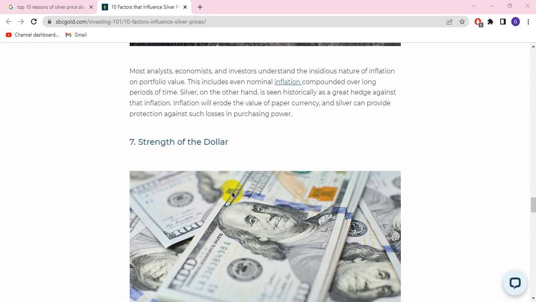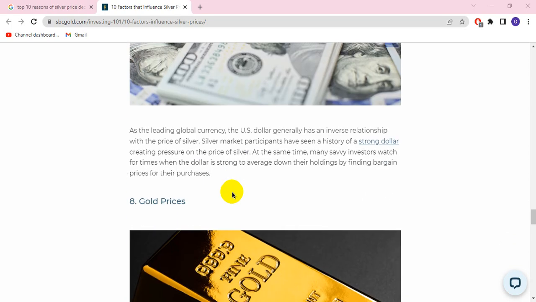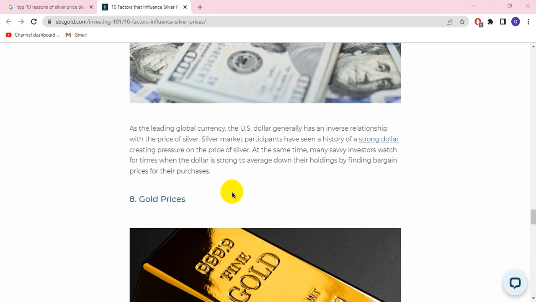The seventh reason is the strength of the dollar. As the leading global currency, the US dollar generally has an inverse relationship with the price of silver. Silver market participants have seen a history of a strong dollar creating pressure on the price of silver. At the same time, many savvy investors watch for times when the dollar is strong and average down their holdings by finding bargain prices for their purchases.